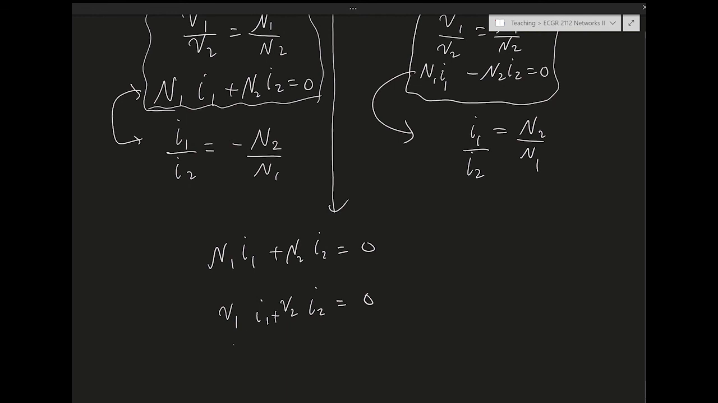What's V1I1 though? That's the power going into port 1. What's V2I2? That's the power going into port 2. Right? So the total power going inside the transformer is always going to be 0. The transformer just transfers power from one side to the other side. It does not consume any power. It does not absorb any power, or give any power. It's just a mechanism for transferring power. The total power absorbed into the transformer is always going to be 0. This is another basic property of the transformer.